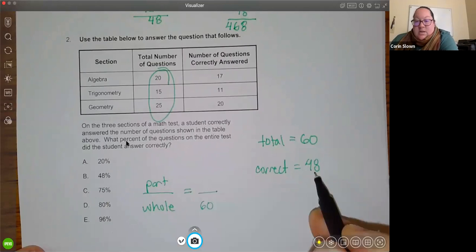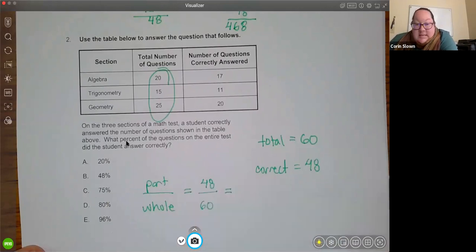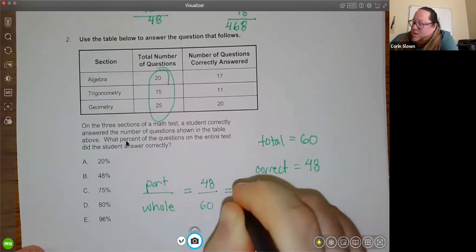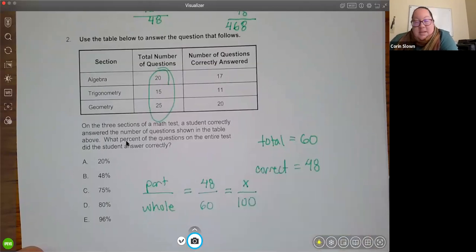My part, or the number that is correct, is 48. Now, a percent is usually out of 100. So I'm going to put 100 on the bottom, and I'm going to put X on the top because I don't know what my percent is. Now, there are a couple of ways that I can solve this. I could cross multiply and then divide. So I could do 4,800 divided by 60. So that's one option.